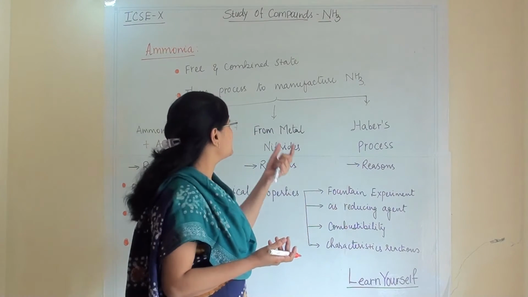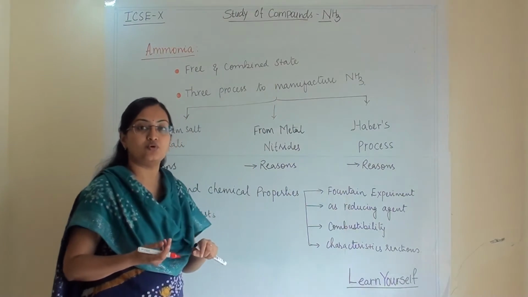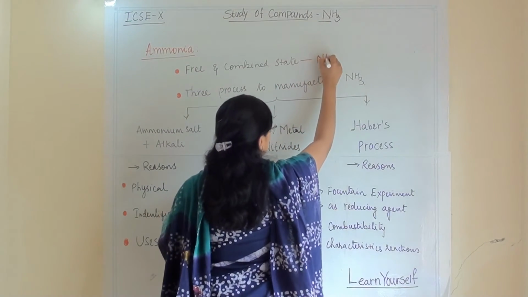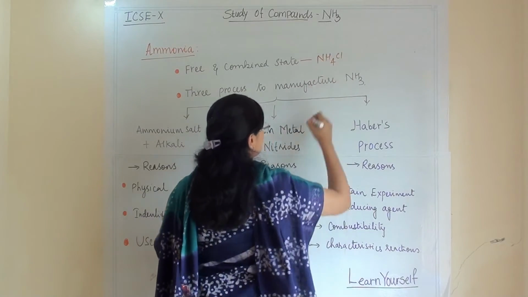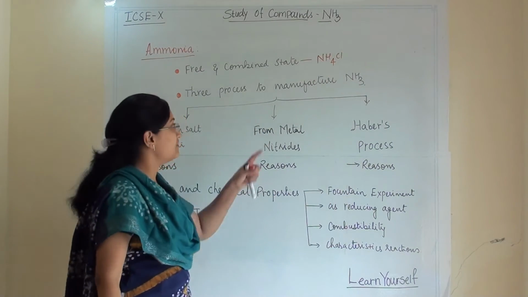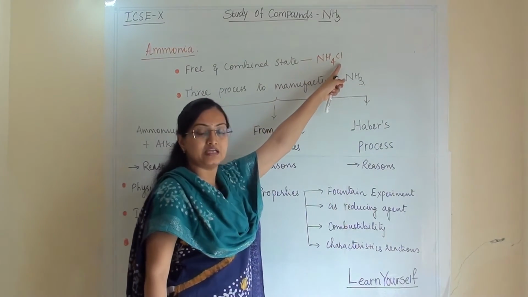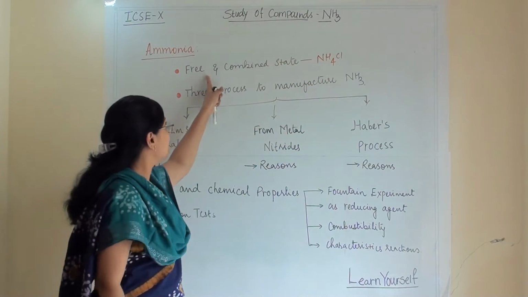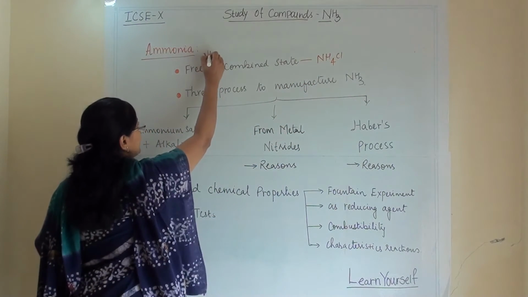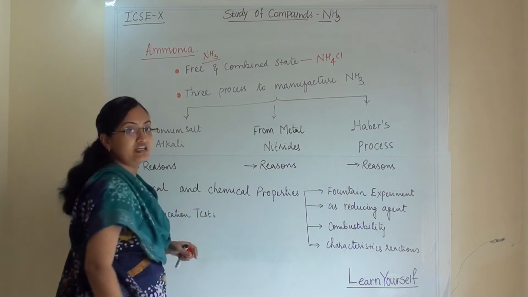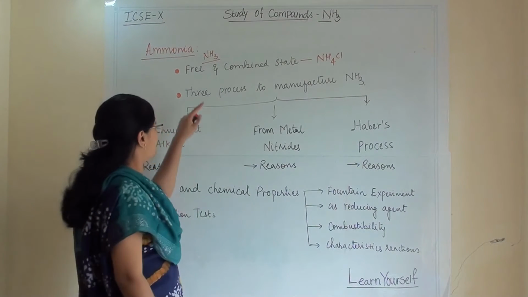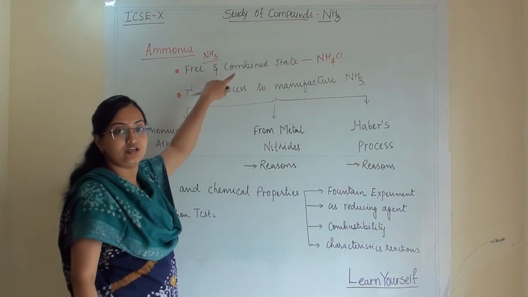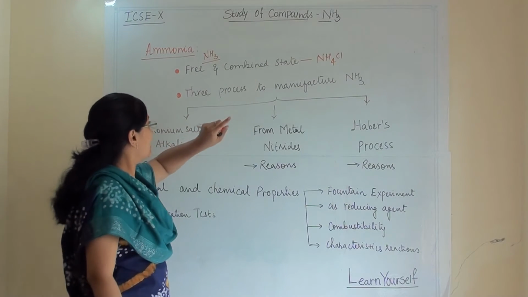Also in the combined state, we can see ammonia. It is in ammoniacal salt, NH4Cl, that is ammonium chloride. Whenever it is combined with any other element, it is in the combined state. Whenever it is alone as NH3, we call it the free state. So ammonia exists in nature in both ways.